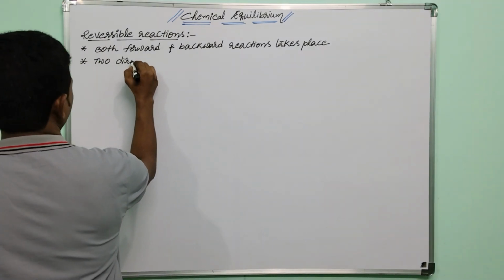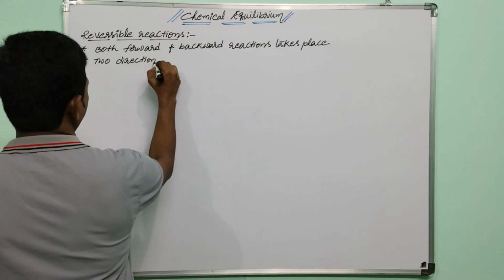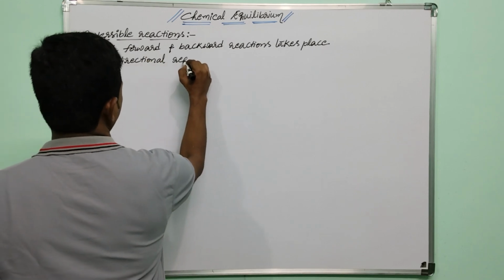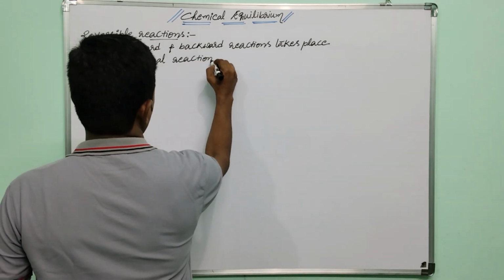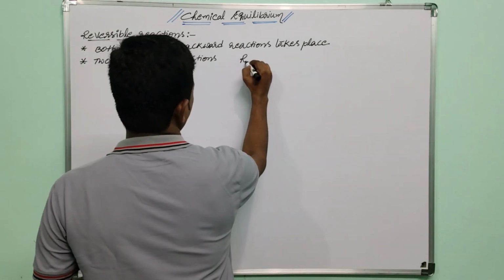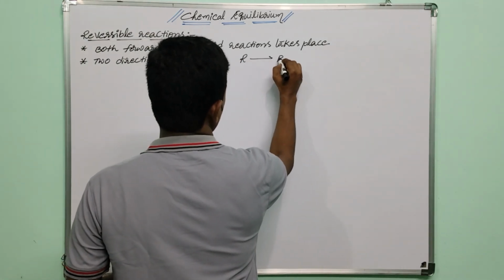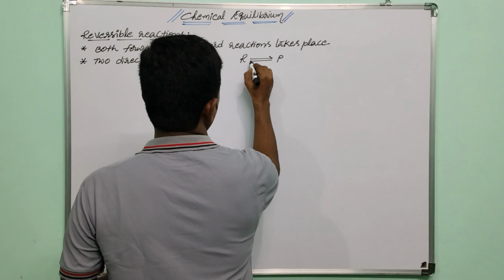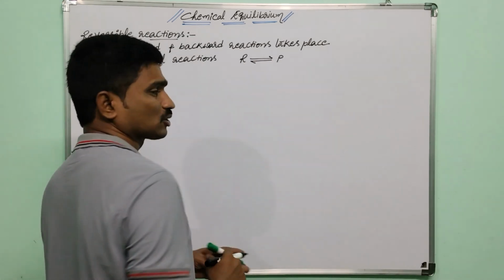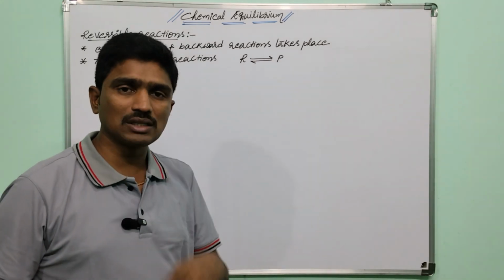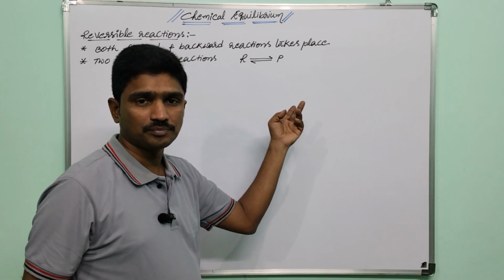Two directional reactions. Nothing but initially reactants convert to products. When some amount of product is formed, they give back to the reactant. That's why they are called reversible.